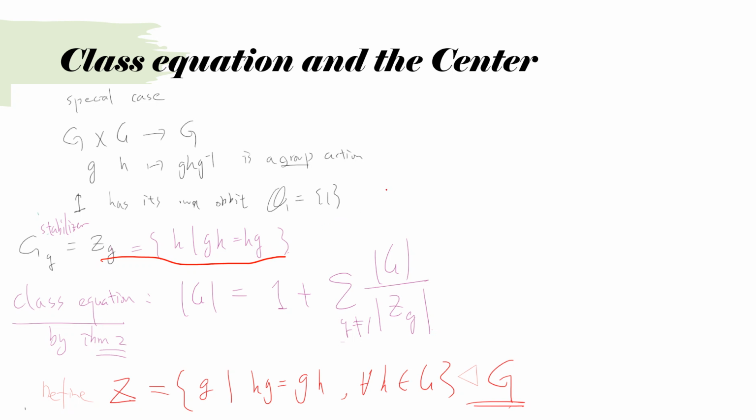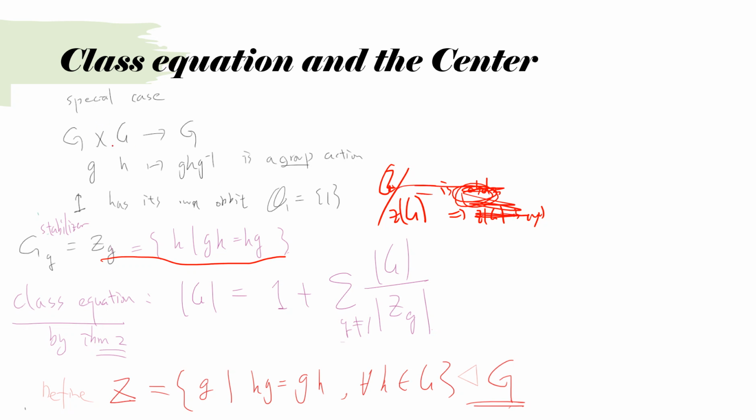Like one famous example is that if G mod Z(G) is cyclic, then G is abelian. Yeah, sorry.